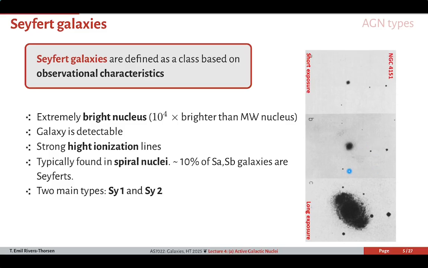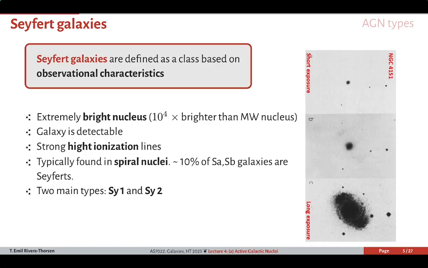In the central panel, we have what you could call a compromise. You can see that the nucleus is still by far the brightest object here, but you can also begin, if you squint, to see the larger structure of the stellar disk of the galaxy surrounding it. These kinds of AGN are typically found in spiral galaxy nuclei. About 10% of spiral galaxies of type A or B are Seyfert galaxies, so it's actually a quite sizable fraction.